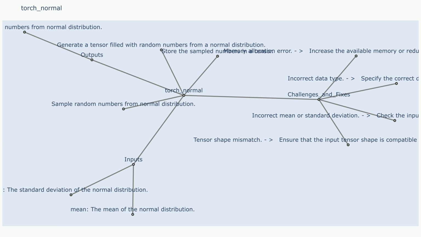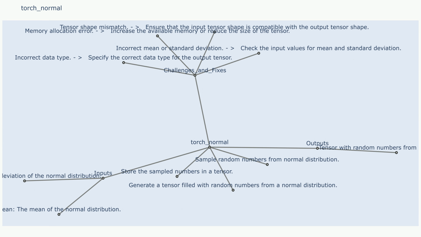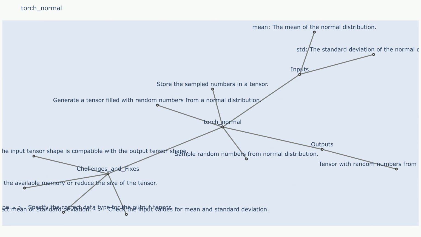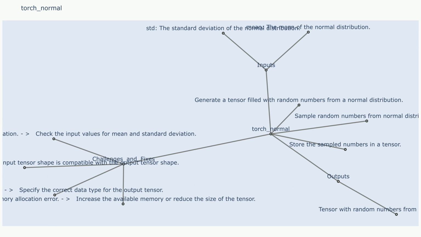Challenge 2: generating values within a specific range. Sample use case: you might want to constrain the generated values to lie within a certain interval. Fix: you can use the torch.clamp function to restrict the values after generating them. For example, torch.clamp(torch.normal(mean, std), min, max) will limit the values to be between min and max.